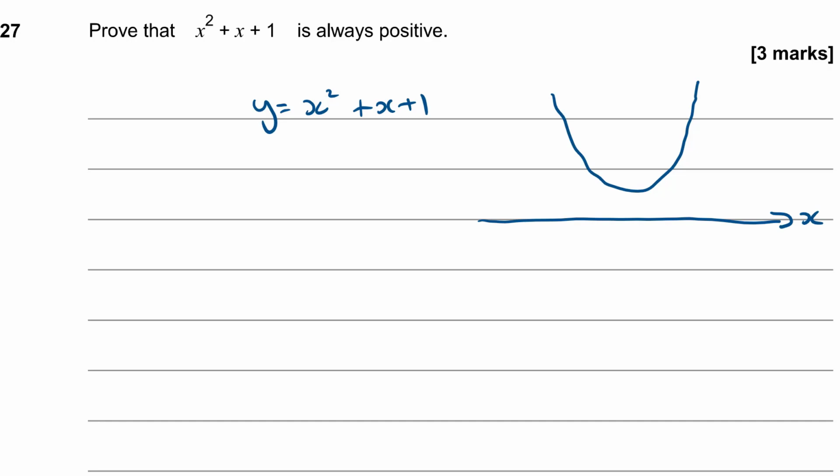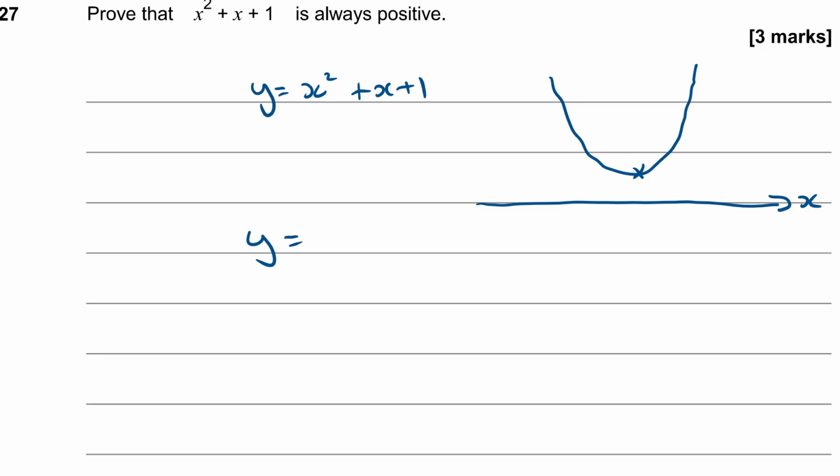So how can we prove then that that quadratic curve, or that parabola, is always above the x-axis? Well, if we can find this point here, the lowest point on the curve, and show that that is positive, then we can say that x squared plus x plus 1 is always positive. So how do we find the turning point of a quadratic? We need to complete the square.